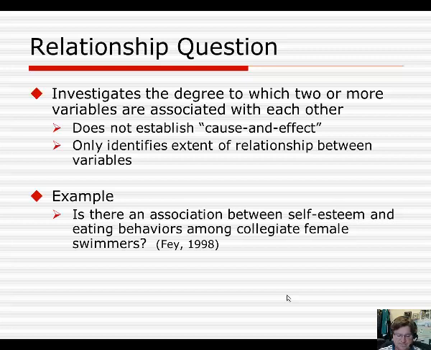Is physical activity in childhood and adolescence a predictor of physical activity in young adulthood? So some relationship question examples there. Again, relationship questions, they're the type of research questions that seek to investigate the relationship or association between two or more variables. There is no manipulation of the independent variable in relationship type questions. You're just looking at the relationship between two or more variables.